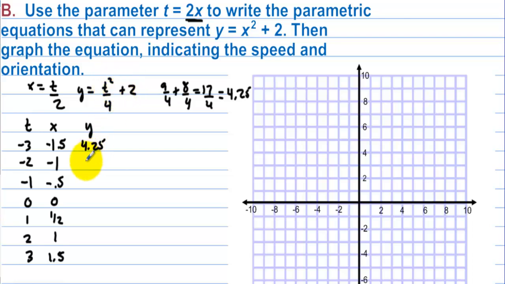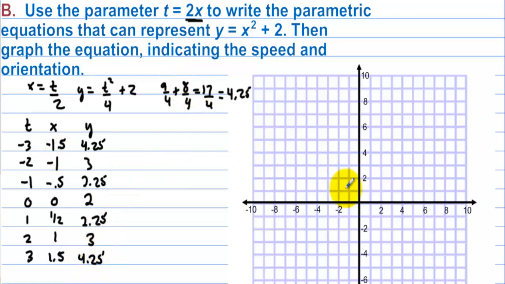That's 1. 1 plus 2 is 3. When we plug negative 1 in, we get 1/4 plus 2. That's 2.25. 0 gives us 2. When we plug 1 in, we get 2.25. When we plug 2 in, we get 4 over 4. That's 1. We get 3. And then when we plug 3 in, we get 9/4 plus the 8/4. That's going to be 4.25.